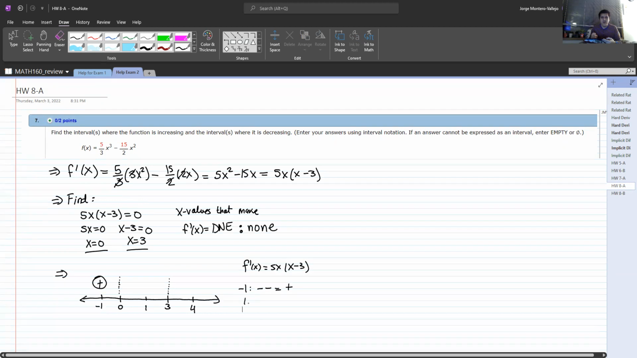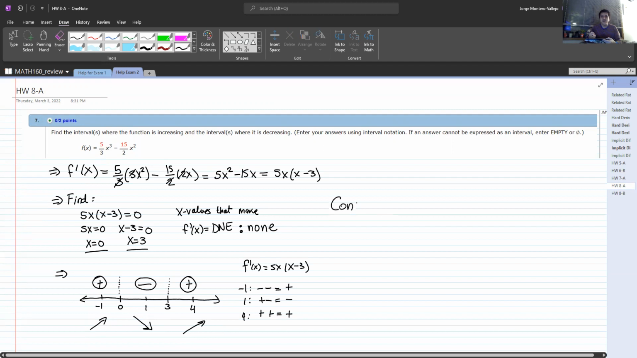Now, when you test 1, again, 5x, if you plug in 1 there, you get a positive number. If you plug in 1 into x minus 3, you get 1 minus 3, that's negative. So the answer is negative. So this is all negative. And then for 4, 5x, that's positive. 4 into x minus 3, that's positive. So you get positive again. Remember that positive means increasing. So we are increasing over here and also increasing over here. And we are decreasing over here because of that negative sign, right?